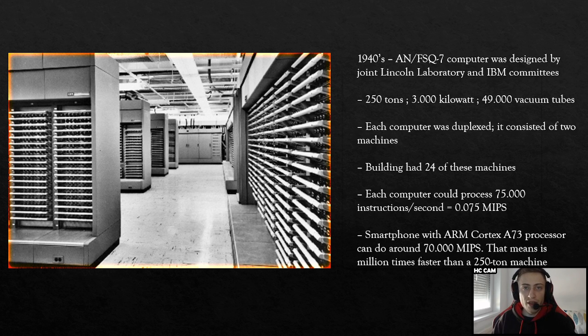Each computer weighed 250 tons, had a 3,000 kilowatt power supply, and required 49,000 vacuum tubes. To ensure continuous operation, each computer was duplexed. It consisted of two machines. The building had 24 of those machines.